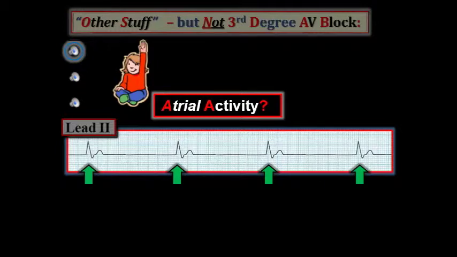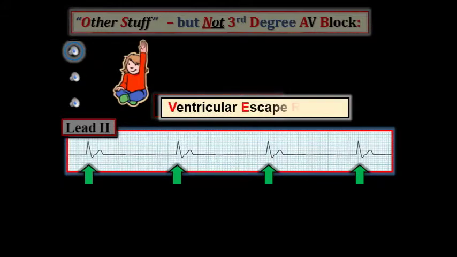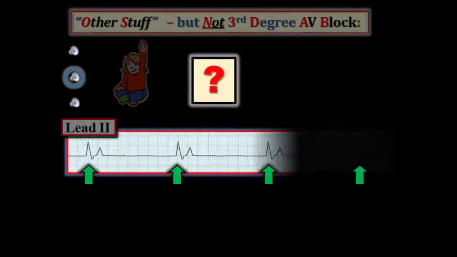Remember, for there to be AV block, there should be an underlying regular, or at least almost regular, atrial rhythm, because by definition, it is the non-conduction of P waves that defines the condition of AV block. So when P waves are absent, there is no AV block. Instead, the tracing here shows a slow ventricular escape rhythm occurring at the expected ventricular escape rate of between 20 to 40 per minute.